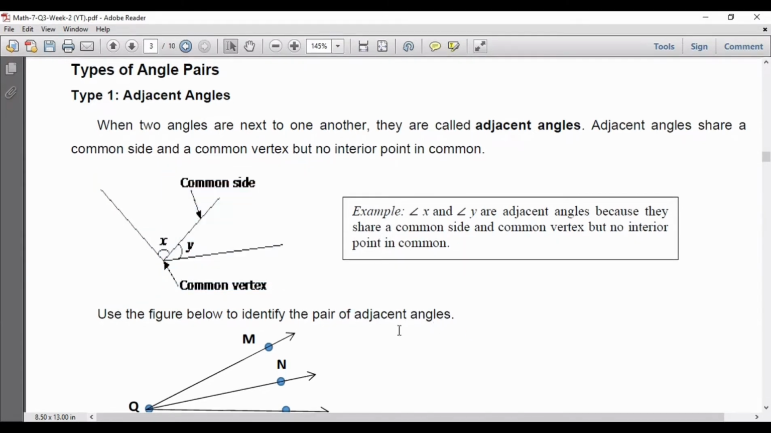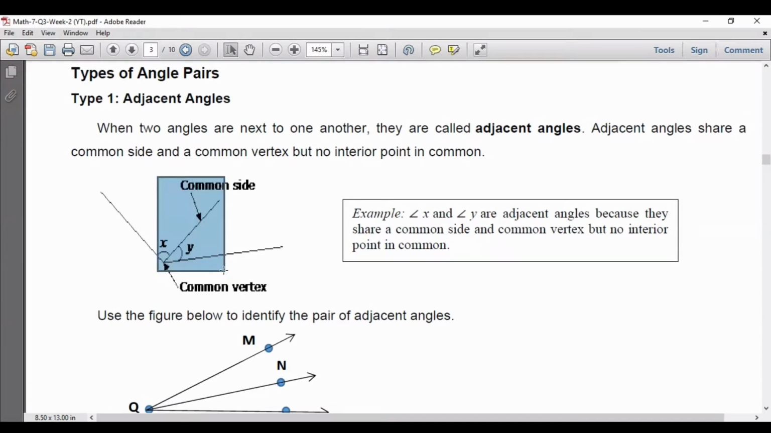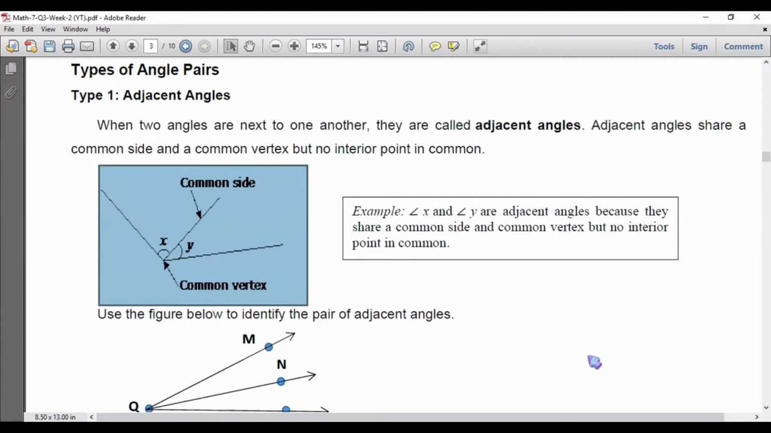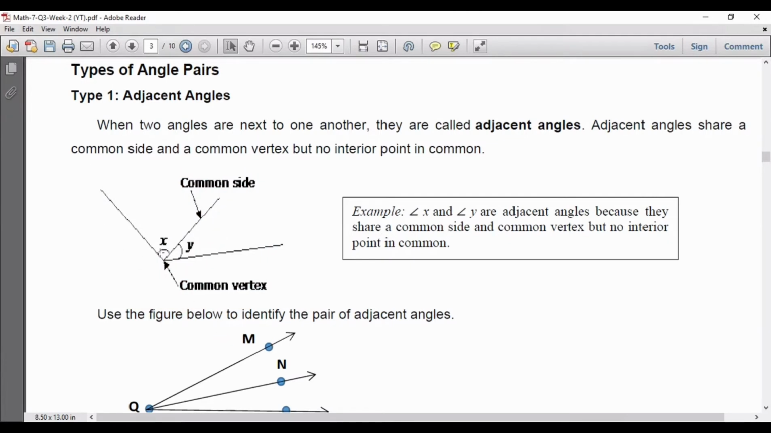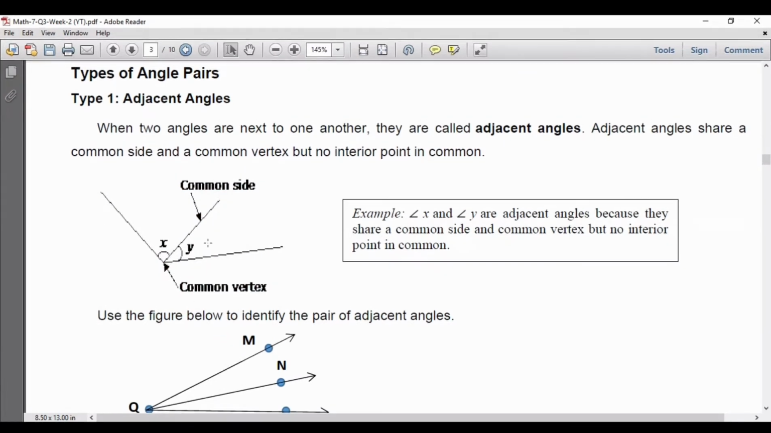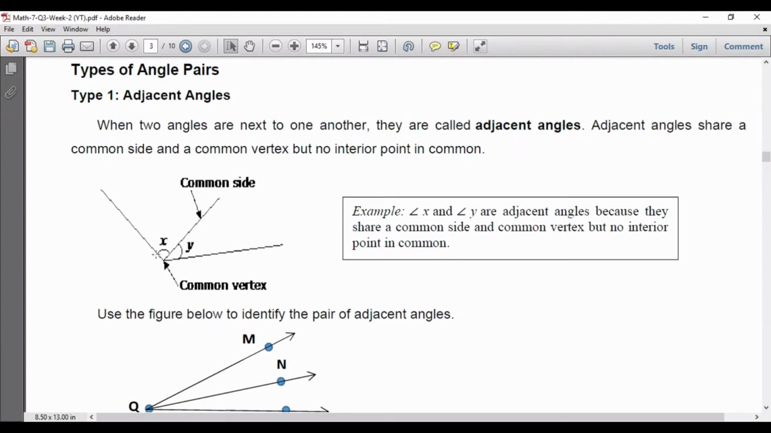Now, what is their common vertex? This one. That's their common vertex. And what is their common side? Their common side is this ray. So angle X and angle Y are adjacent angles. Let me repeat, they have a common vertex, they have a common side, but they don't have an interior point in common.